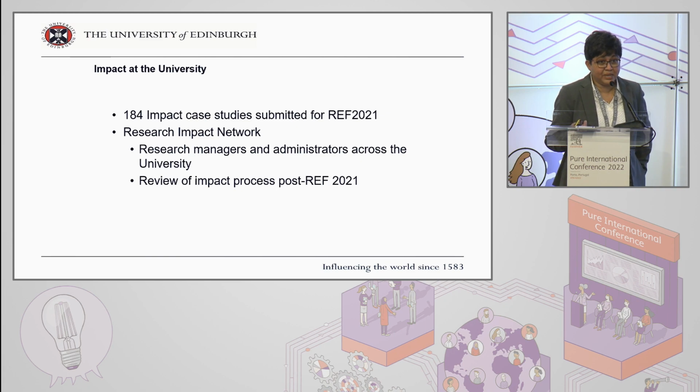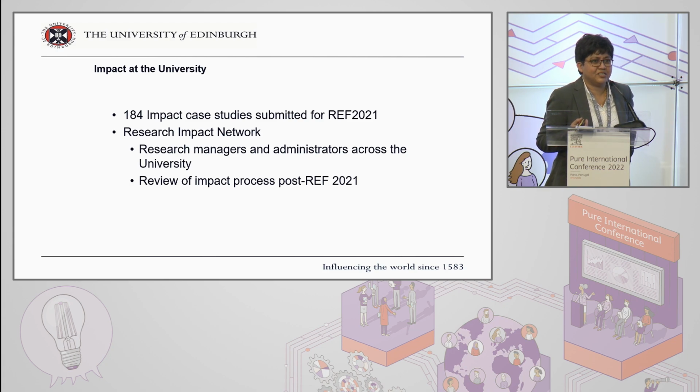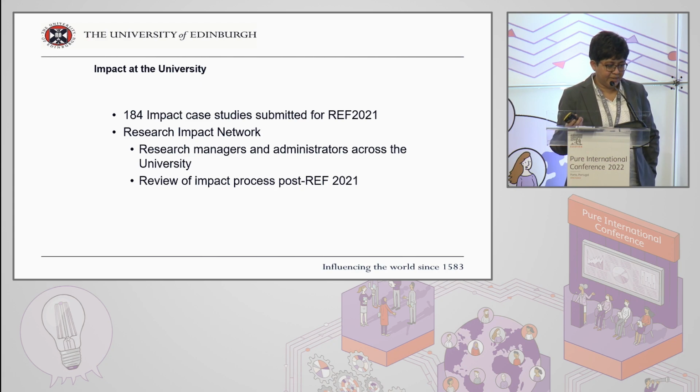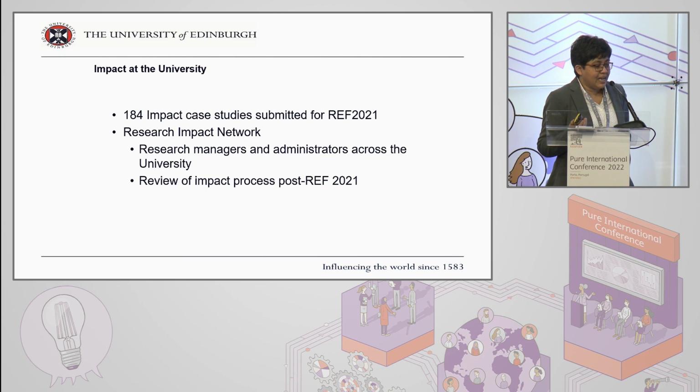We have the Research Impact Network. We're big on networks at the University of Edinburgh, can you tell? The Research Impact Network brings together the impact administrators and managers across the university. After our REF submission, we had a review of the process for impact tracking, collection, planning, preparation, and eventually the submission. As a result, we've updated our guidance, and we've looked at our processes and tried to understand what was needed for the tracking of impact.